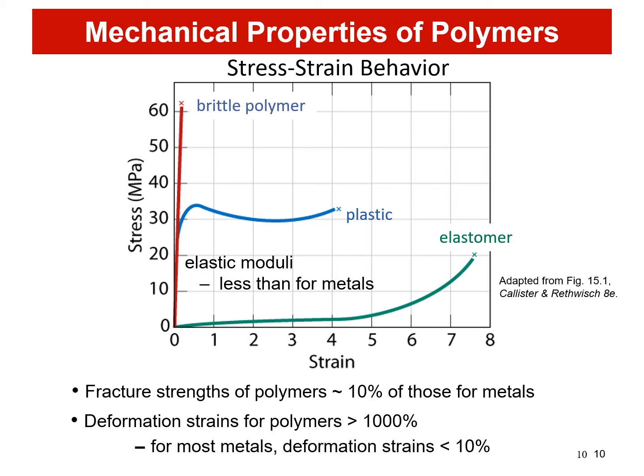So the fracture strength of polymers is about 10% of those for metals. They are very, very poor on their own. Unreinforced polymers are relatively very weak compared to metals or ceramics. Deformation strains for polymers, however, are greater than 1000%, and compared to that, most metals deform less than 10%. So that is the major difference between the mechanical properties of polymers and metals, for example.